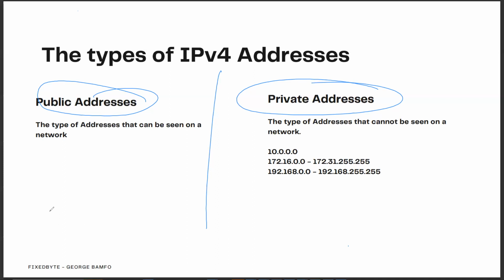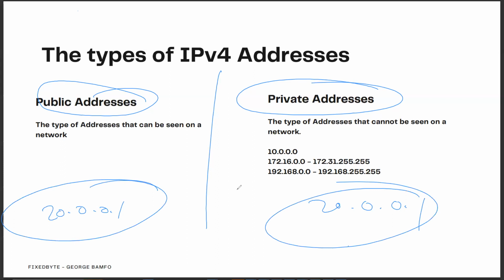So it means that for, let's say, a number like 20.0.0.1, if you go anywhere in this world, there's no way another computer can be 20.0.0.1. There's nowhere in this world. I'm telling you, there's only one computer in this world, or one device, that will be 20.0.0.1. The reason is that 20.0.0.1 is a public address. It means that it is a registered address.